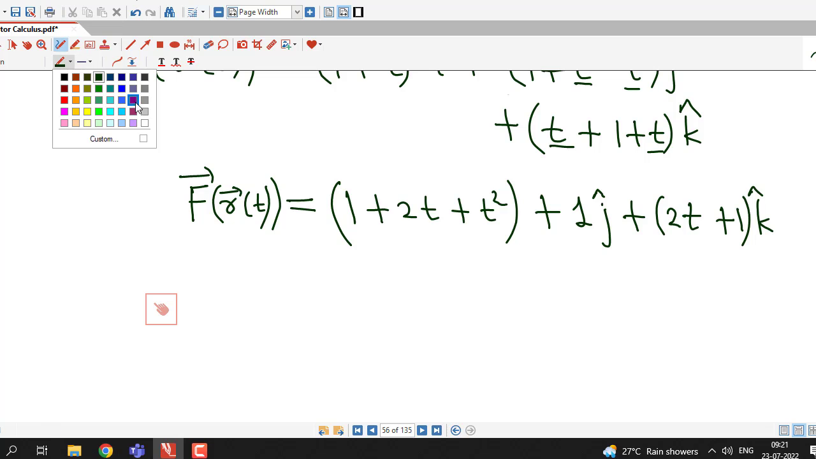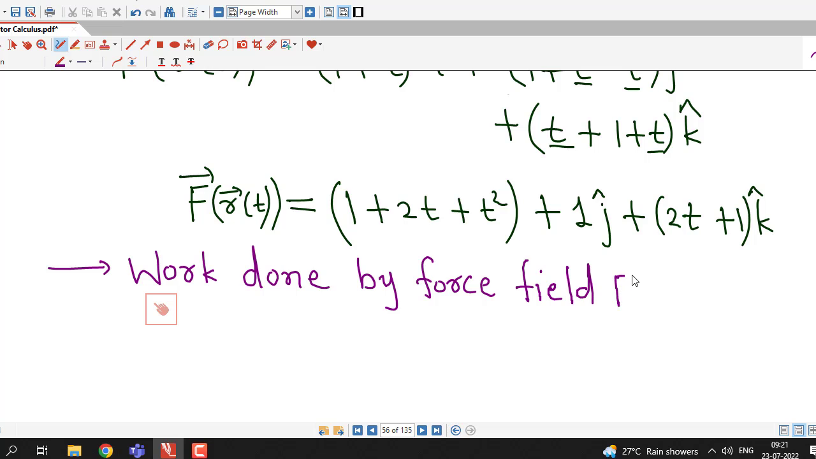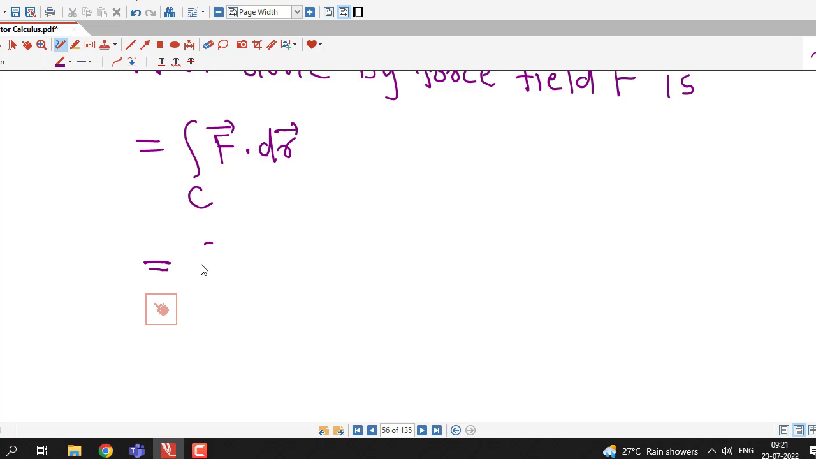So now we can write down the line integral, or first we write down that work done. We are asked to find out the work done by force. Here F bar represents the force field or force vector field. That work done will be equal to the line integral of the given force field F bar along straight line AB, and this is by the definition of line integral.